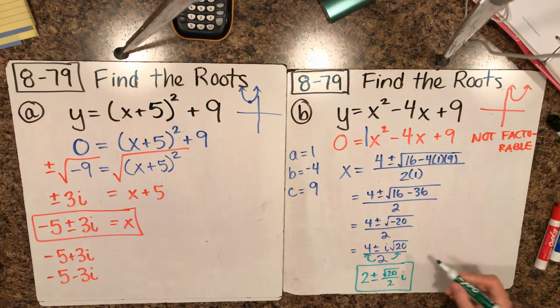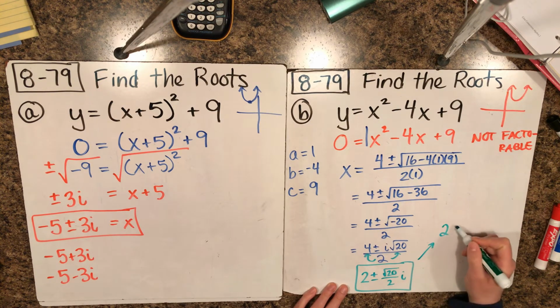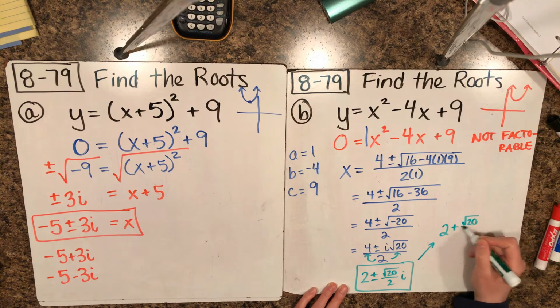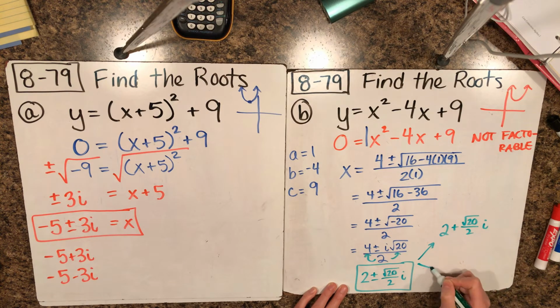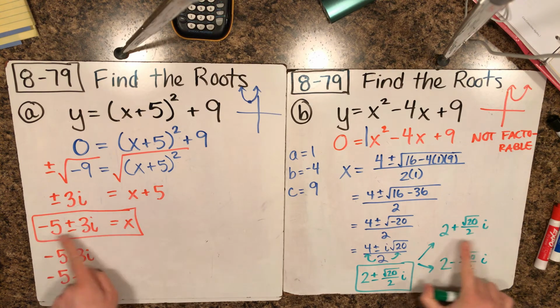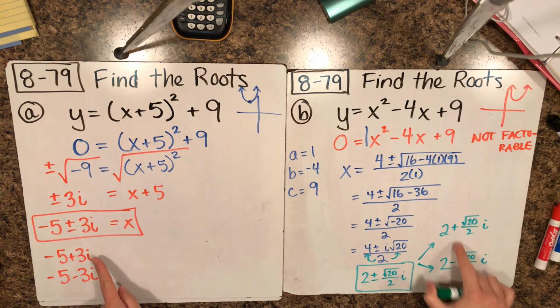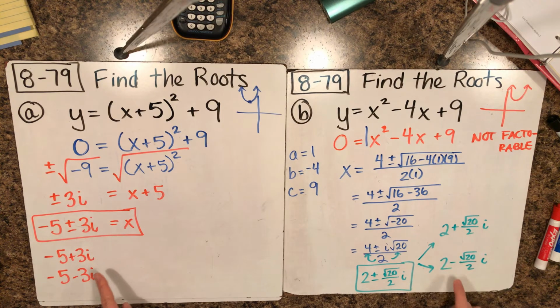Same thing over here. If I write this out as 2 things, it's 2 plus root 20 over 2 times i and 2 minus root 20 over 2 times i. Okay, so they're exactly the same thing. They're just different signs in the middle. Okay, so those are going to be some important patterns that we pay attention to later on in the chapter.